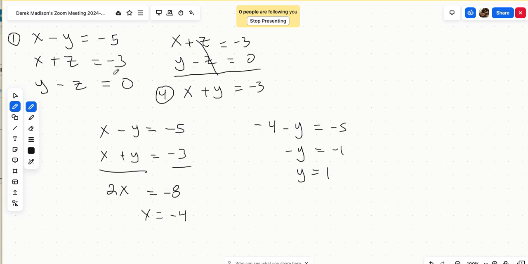And we can do the exact same thing right there with the -4 plus z equals -3. Add the 4 over, and it looks like z should be 1 in that case. So again, the trick is just to put any two of them together, eliminate the variable they have in common, and then that will match that third equation that you hadn't used yet.